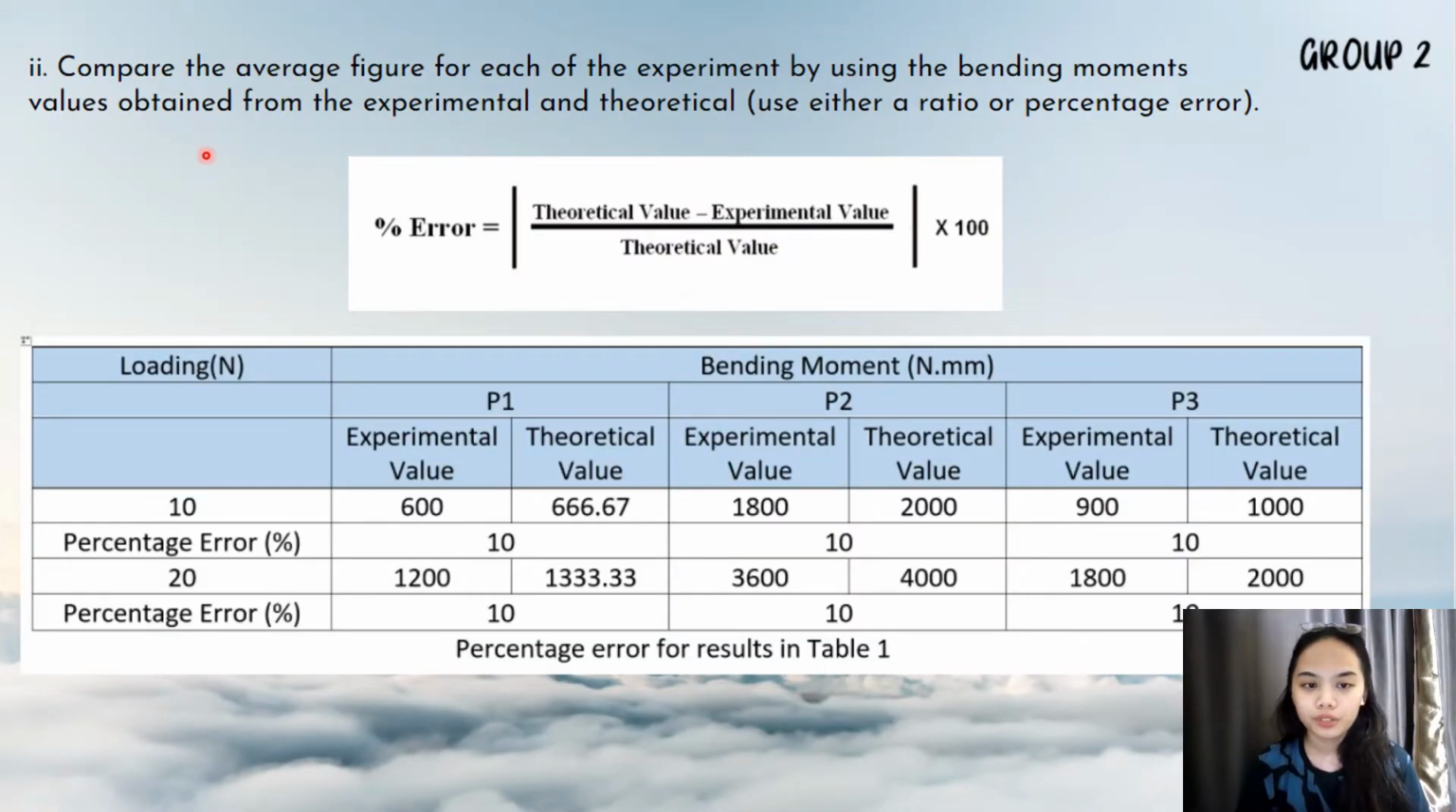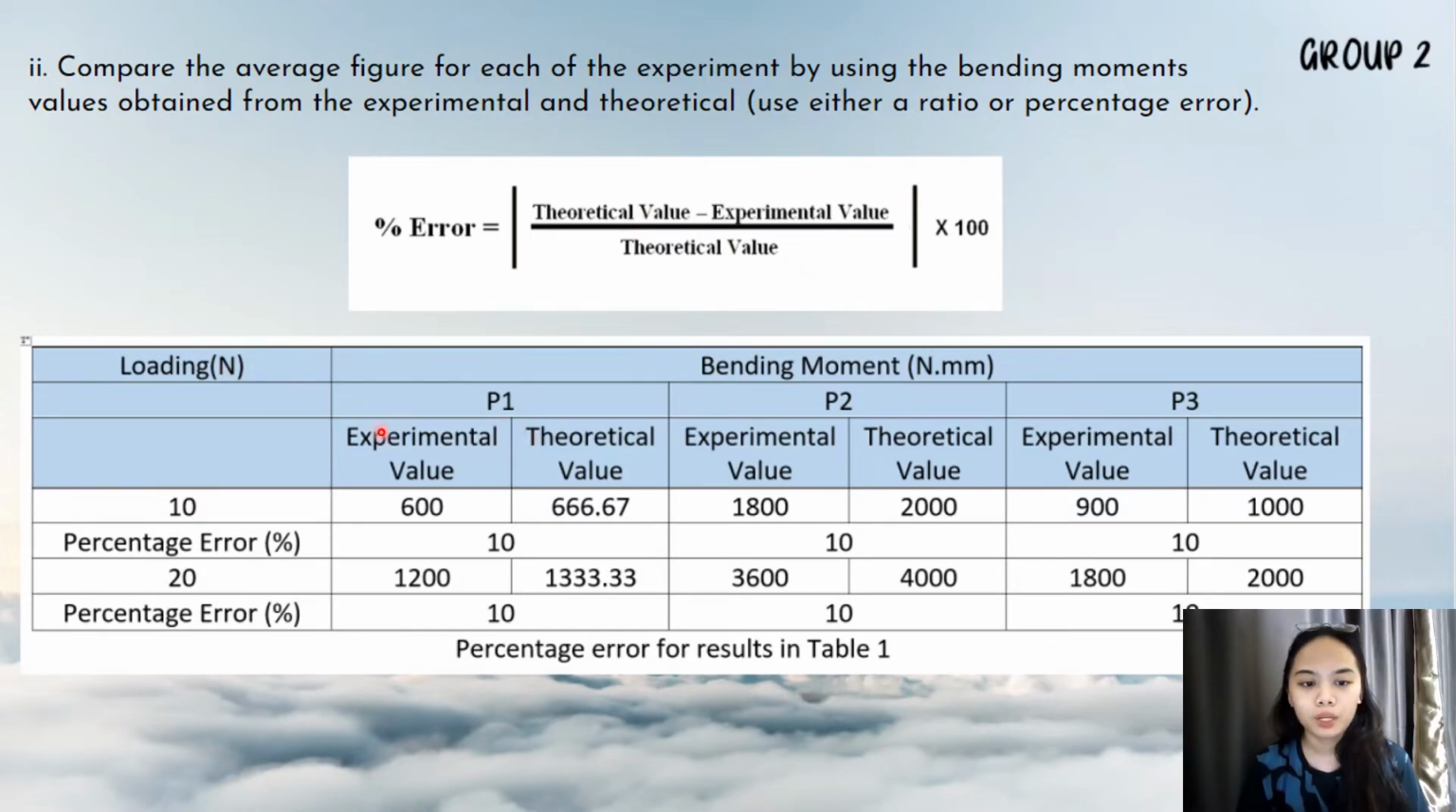In part 2 of the discussion, we are to compare the average figure for each of the experiments by using the bending moment values obtained from the experimental and theoretical results. In this one, we chose to use percentage error instead of ratio. The percentage error formula is (theoretical value minus experimental value) over theoretical value times 100.